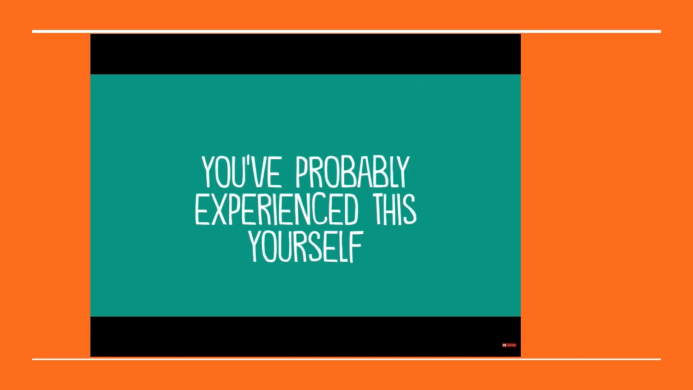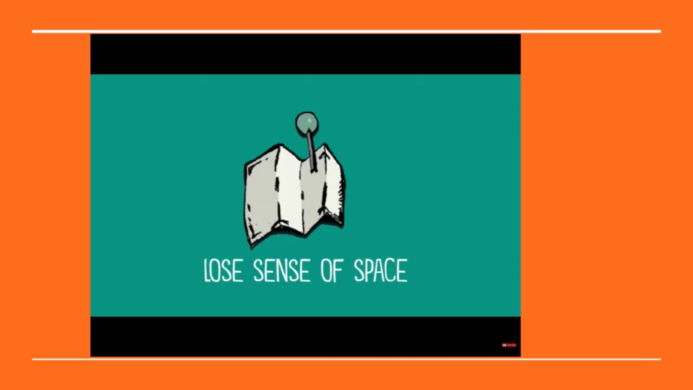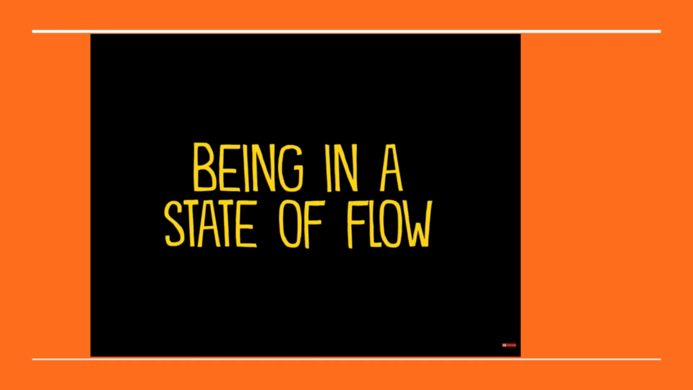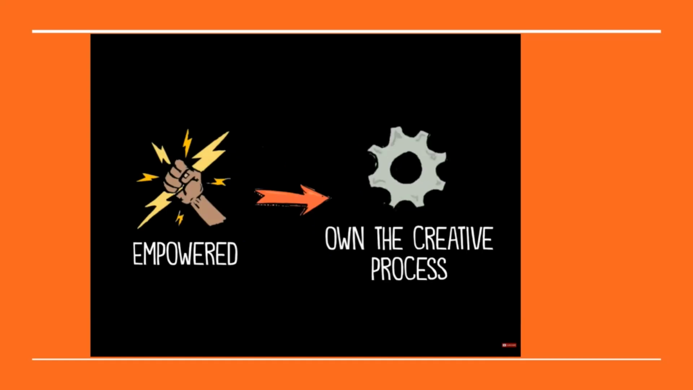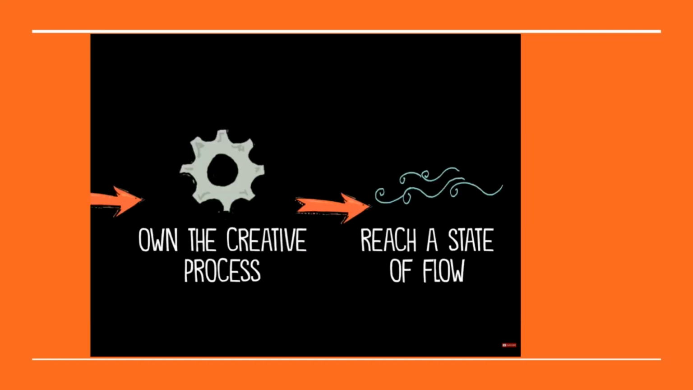You've probably experienced this before, when you were so engaged in a task that you lost track of time and place. There's a term for this. It's called being in a state of flow. And if we want students to be fully empowered to own the creative process, to engage in deep and meaningful work, well, then we need to understand what it means for students to reach this state of flow.